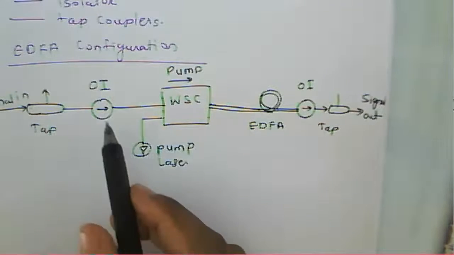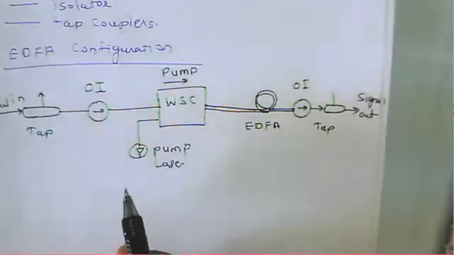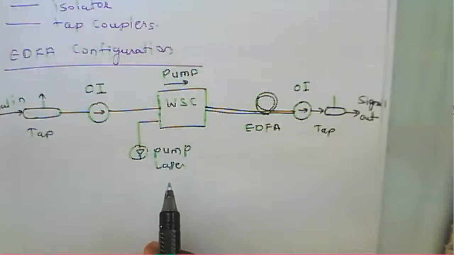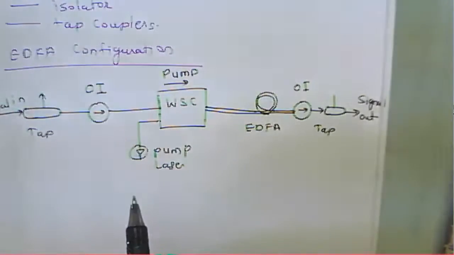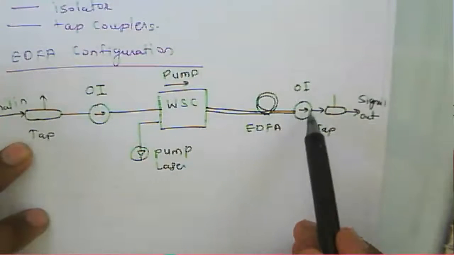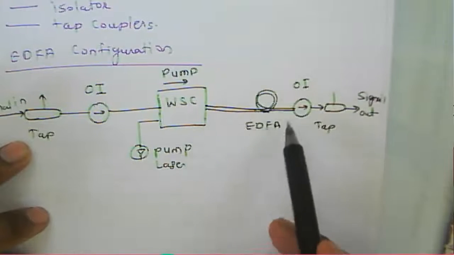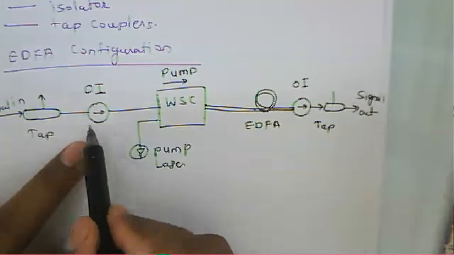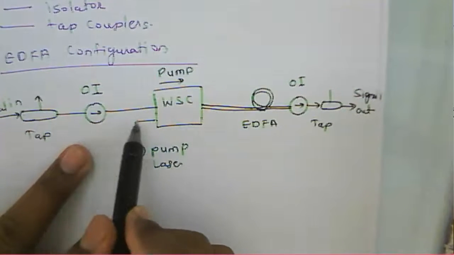Generally it is to be used because light should not reach this input signal; it will not disturb your mechanism. Even here we have used the optical isolator, so it will not disturb the mechanism of this EDFA. So that's why the optical isolator is used. It will propagate the light only in one direction, the forward direction.